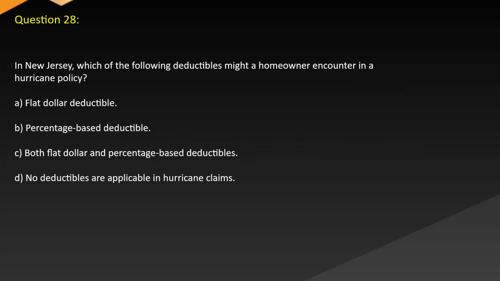Question 28. In New Jersey, which of the following deductibles might a homeowner encounter in a hurricane policy? A. Flat dollar deductible. B. Percentage-based deductible. C. Both flat dollar and percentage-based deductibles. D. No deductibles are applicable in hurricane claims.